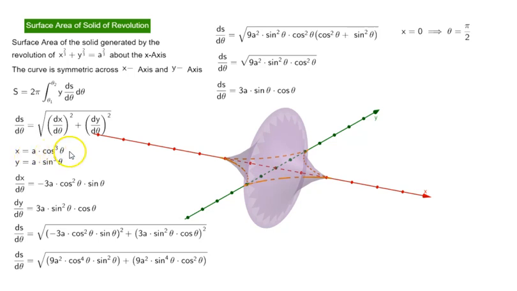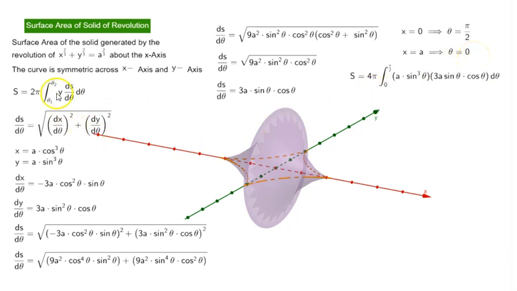Now here, when x is equal to 0, what happens? We have a times cos cube theta equal to 0, which means cos cube theta is equal to 0, which means cos theta is equal to 0. And cos theta is equal to 0 when theta is equal to pi by 2. Again, when x equal to a, what happens? We end up with cos cube theta equal to 1. That means cos theta is equal to 1. Cos theta is equal to 1 when theta is equal to 0.